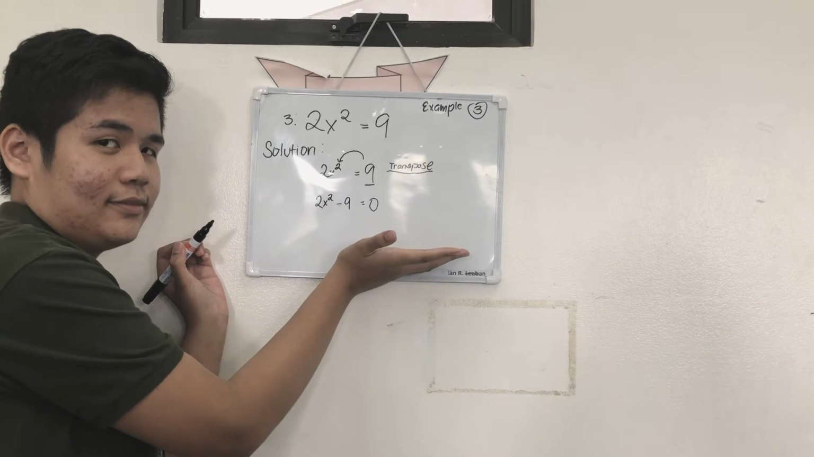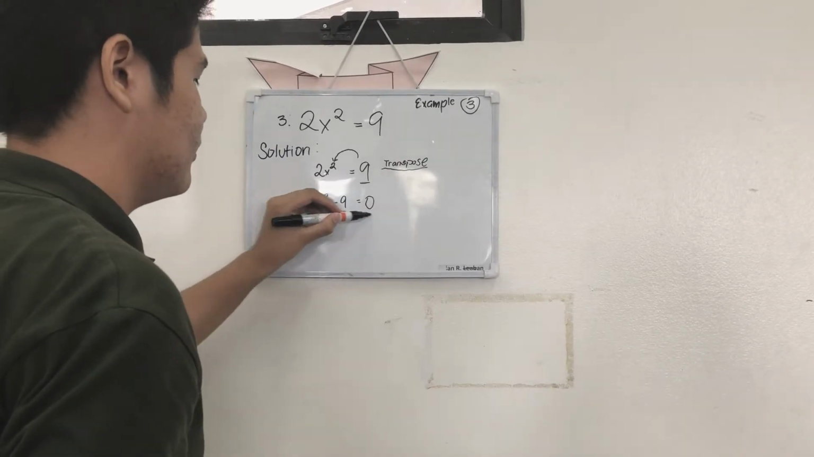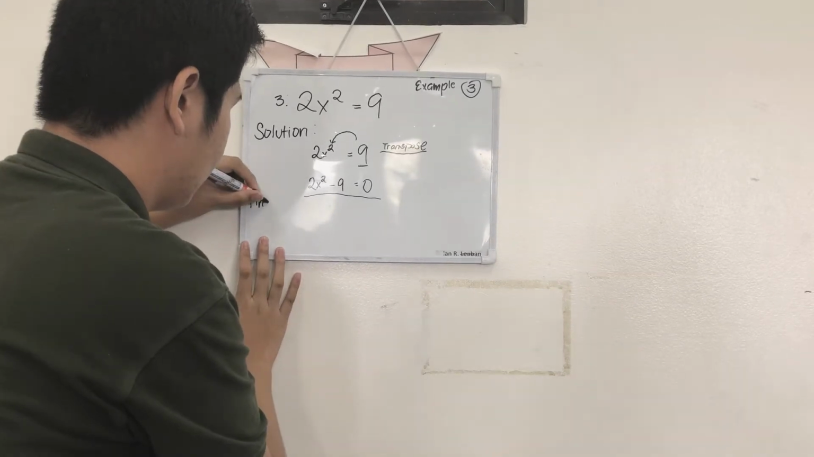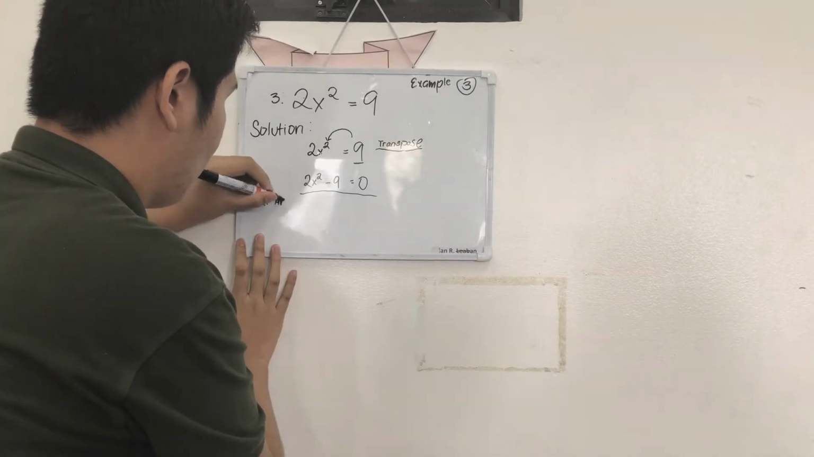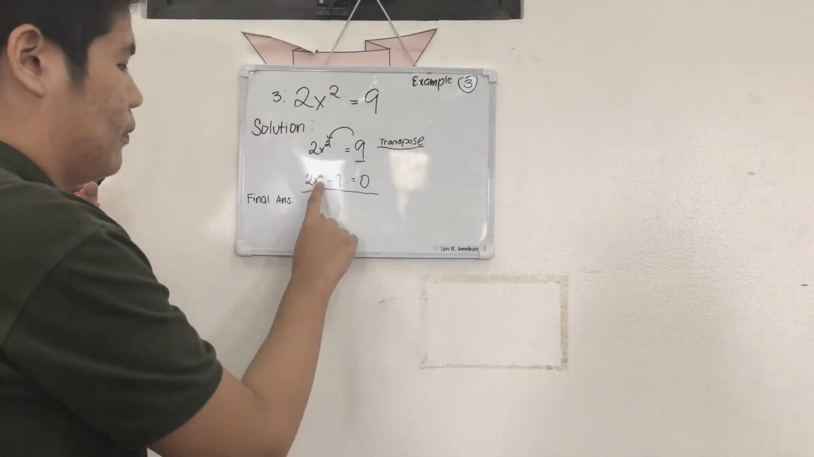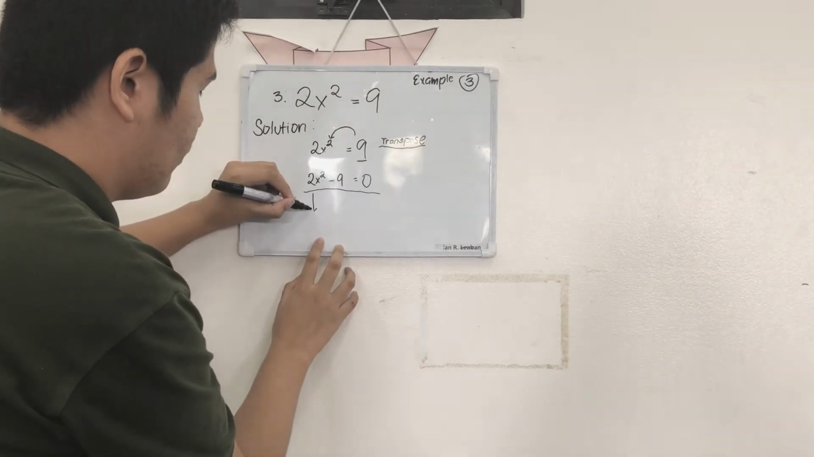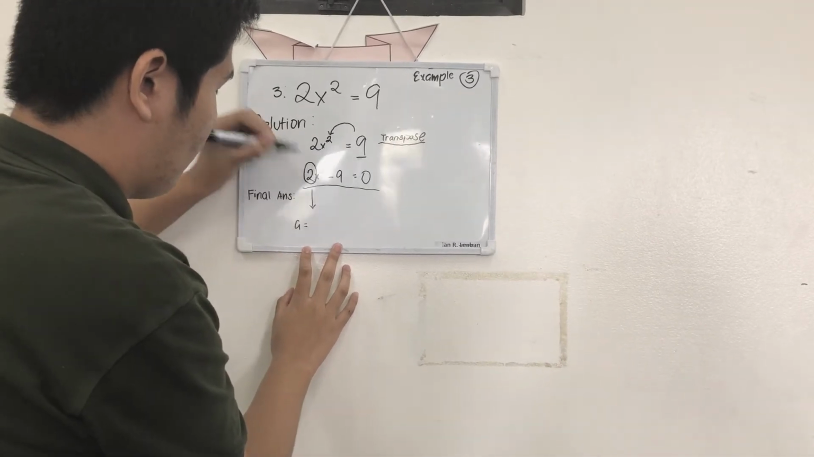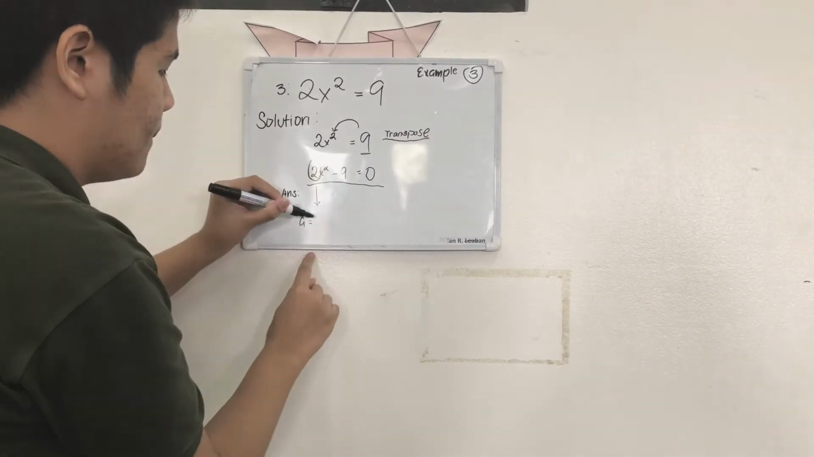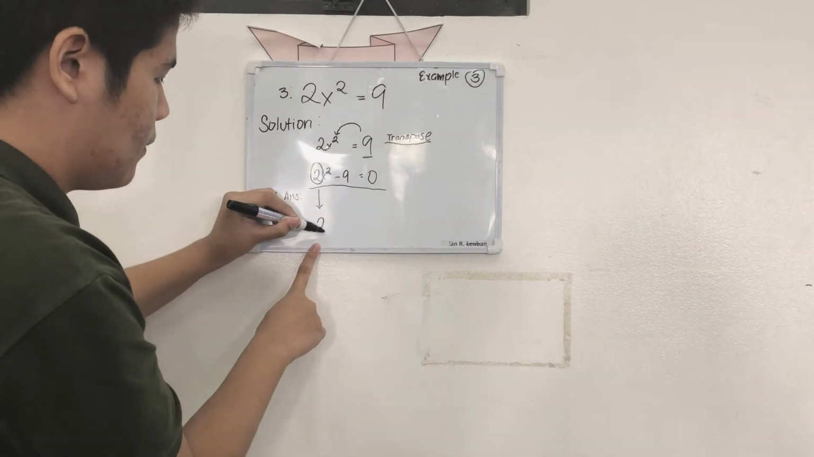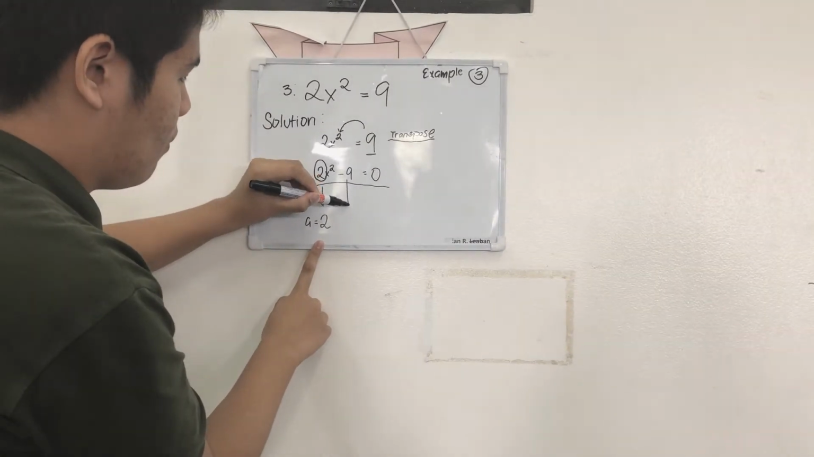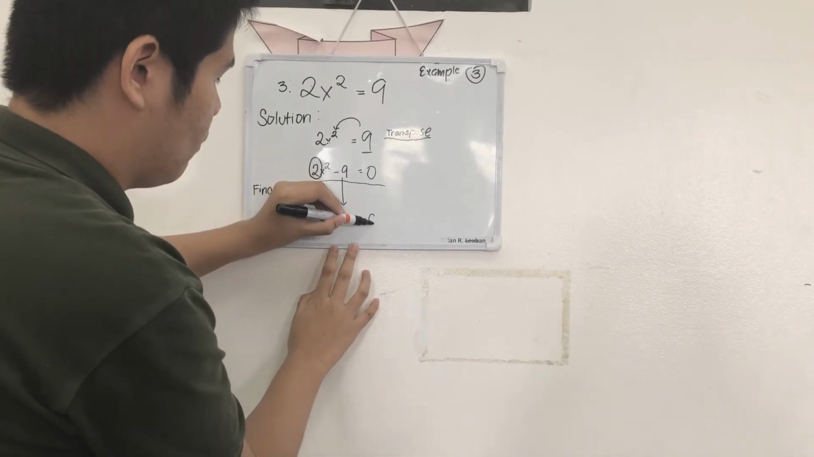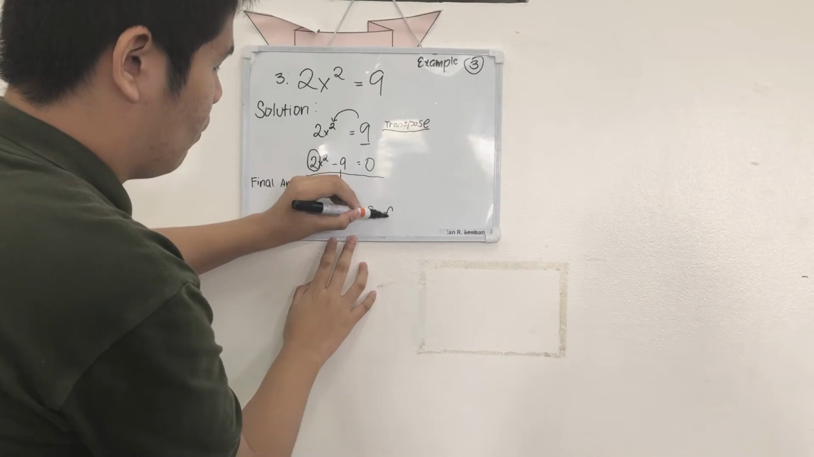This is not yet the final answer, for we need to know the values of a, b, and c. Remember, you only need to take the coefficient of the equation, not the variable itself. So for the value of a, we are only going to take the value 2. I repeat, not the variable, the coefficient only. So a is equal to 2. And negative 9 here is not the value of b. So we will put here c is equal to negative 9.